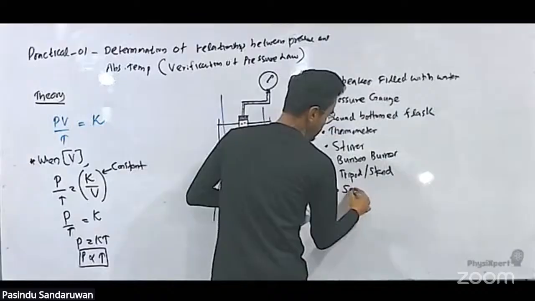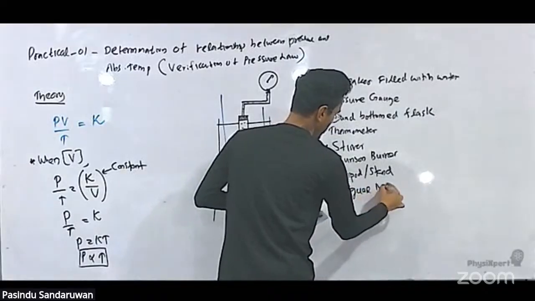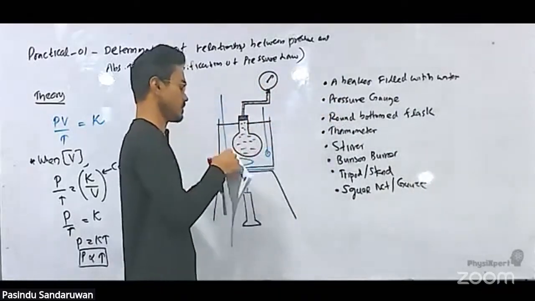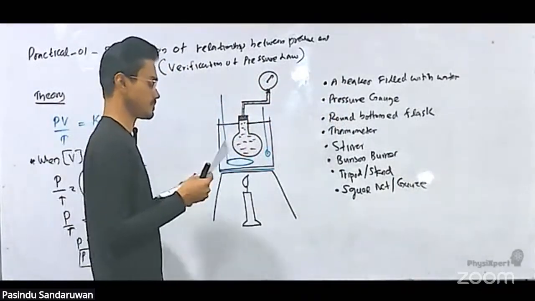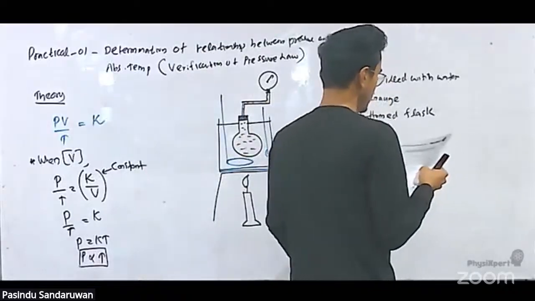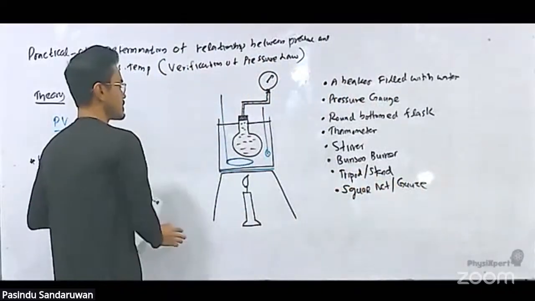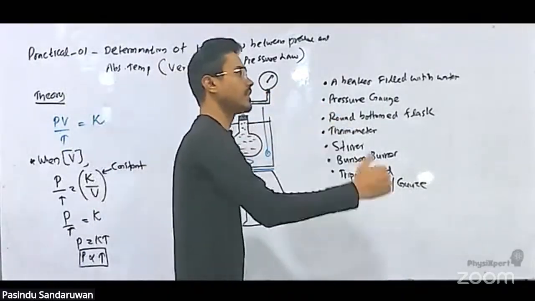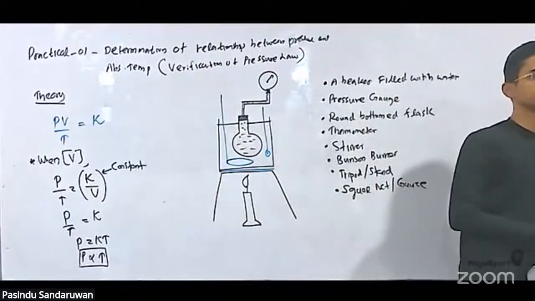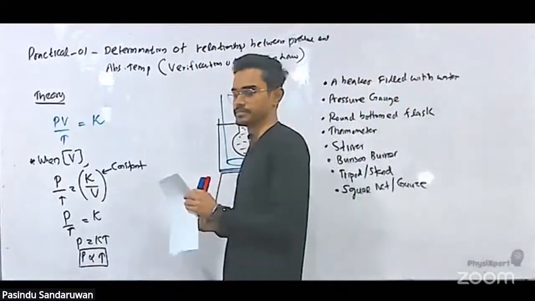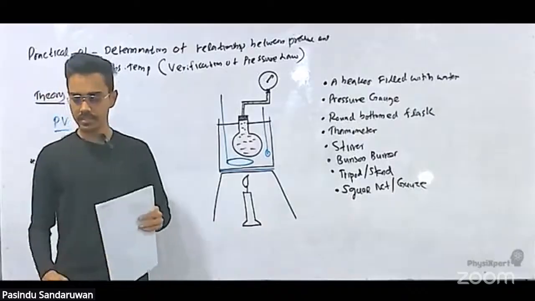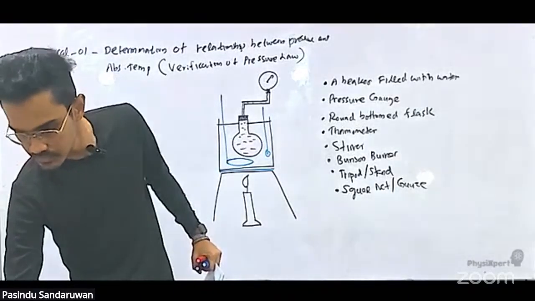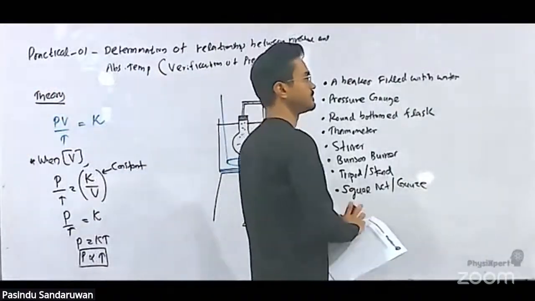Next one, square net or gauze, right? Then, as the next heading, write down method.